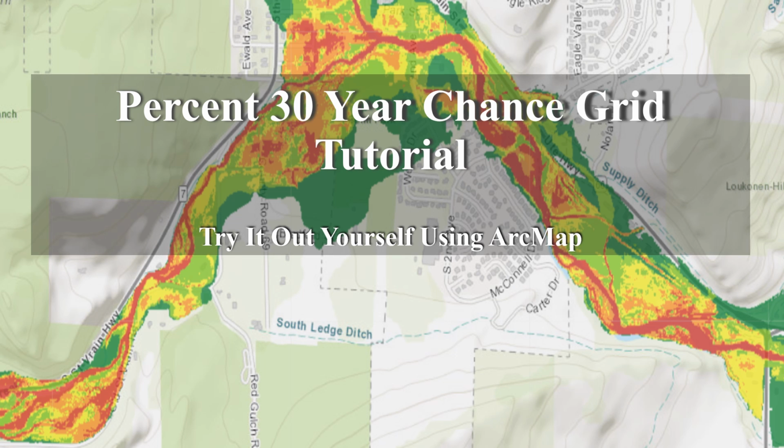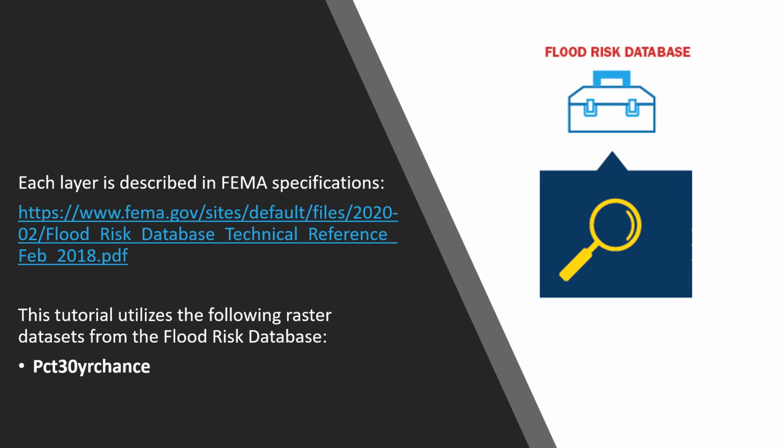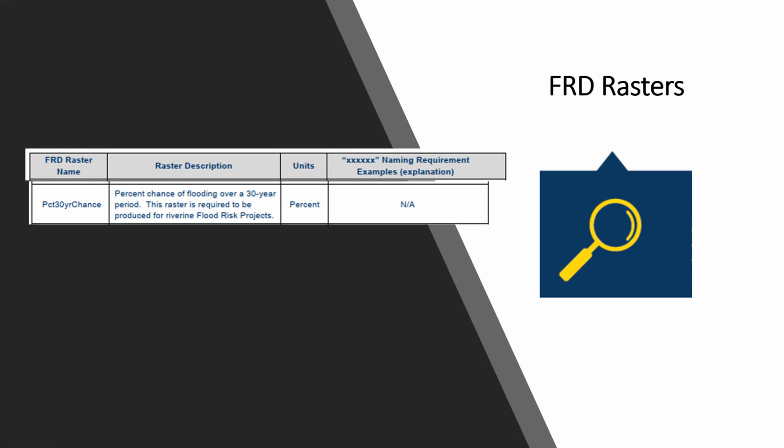The following tutorial outlines steps in ArcMap to perform simple spatial analysis using the percent 30-year chance grid. Each spatial layer in the Flood Risk Database is described in detail by accessing FEMA's Flood Risk Database technical references. This tutorial utilizes the following raster dataset from the Flood Risk Database: the percent 30-year chance, showing the percent 30-year chance grid. Here is a snapshot of what the FRD raster is and an explanation.